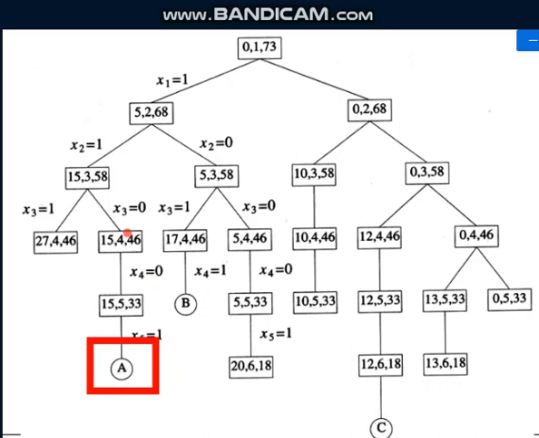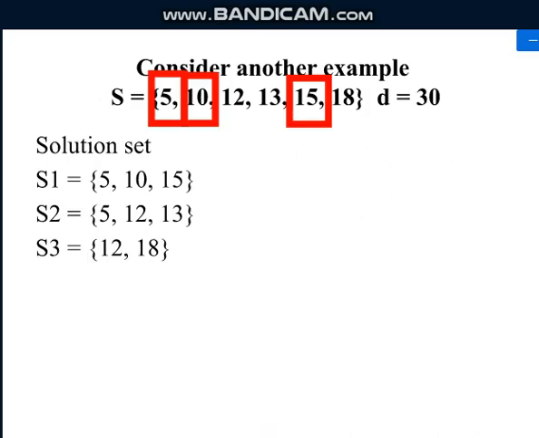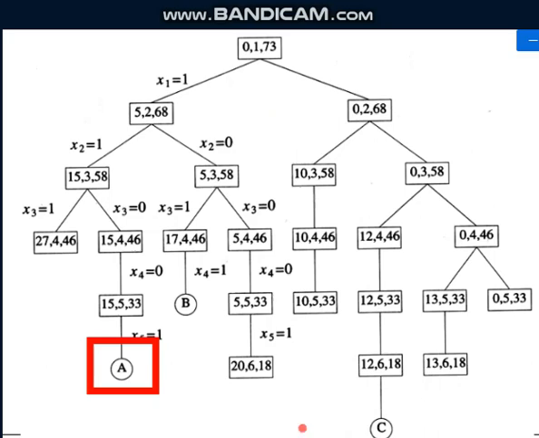Then again you will backtrack to this node. Now you are excluding 10 and considering the next element. So now what is the sum? 5 plus 12 will give you 17, isn't it? See, you have excluded 10, so x2 is equal to 0. That means you have excluded 10. So 5, and now you have included 12. So 5 plus 12 will give you 17.